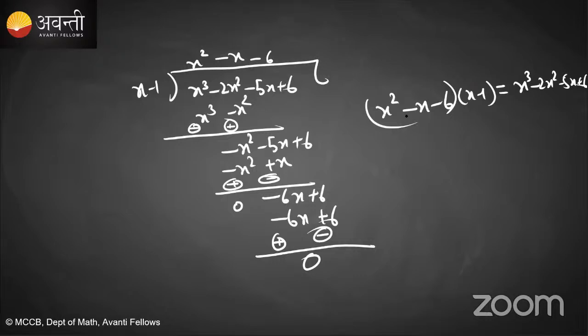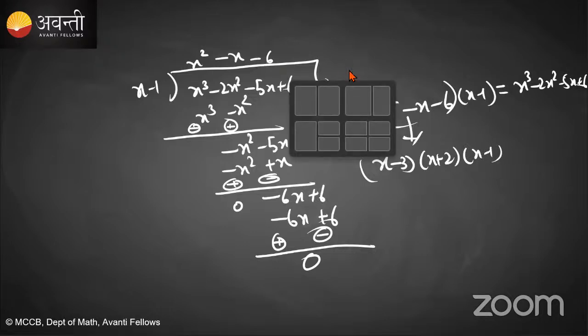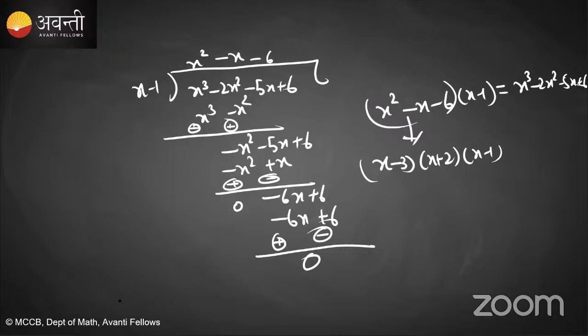Yes, very good. So what will be its roots? How can we factorize x square minus x minus 6? You know factorization, so it can be written as x minus 3 into x plus 2, and this is x minus 1. Yes, very good. So what does this mean, everyone? It means x cube minus 2x square minus 5x plus 6 can be written as x minus 1, x plus 2, x minus 3.